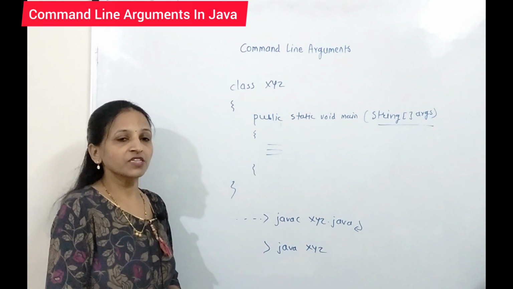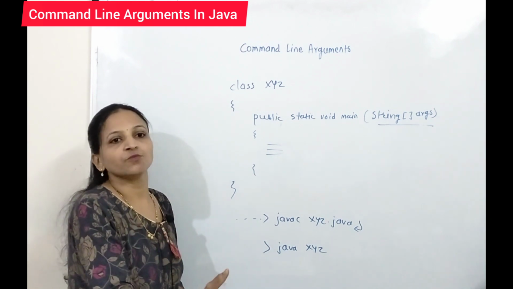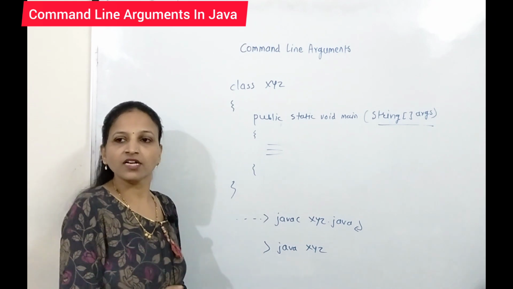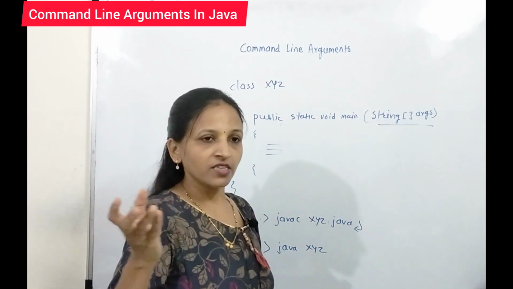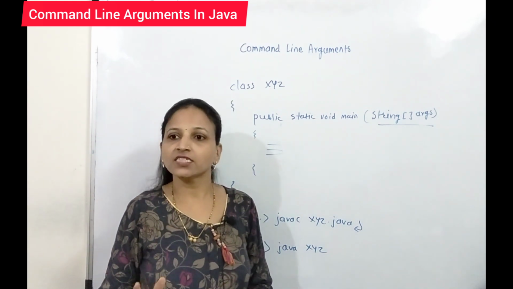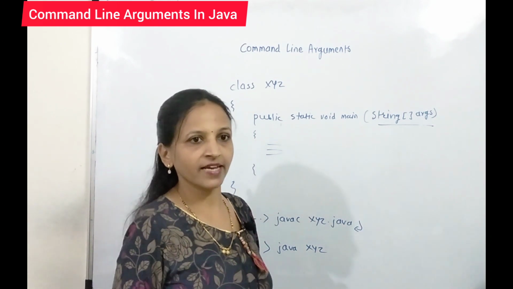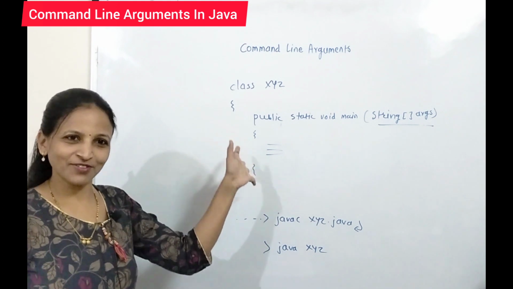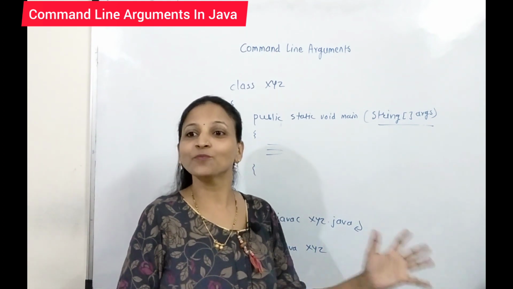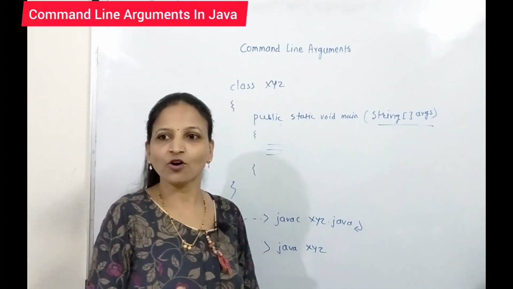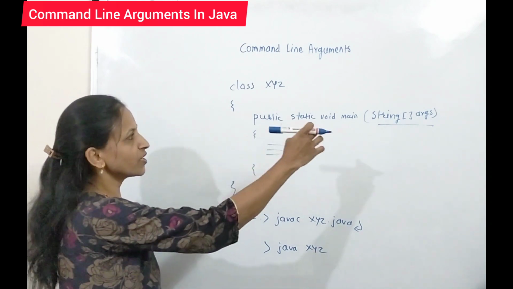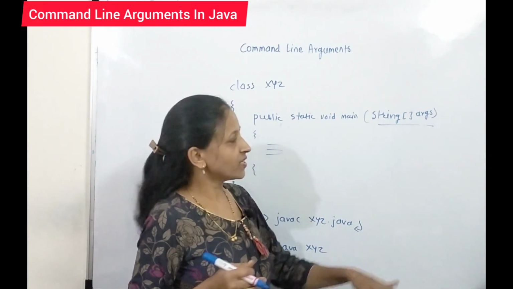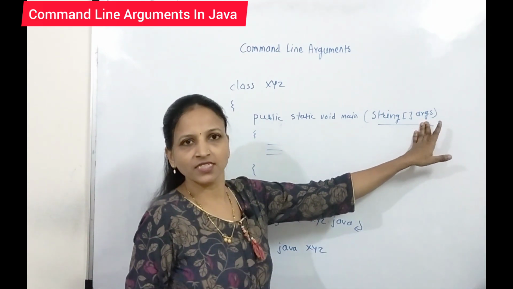This is one way to pass input to our Java program. See, the Scanner class we have seen is one way. Then the BufferedReader class, that is in the java.io package, is the second way, and this one is the third way. This is actually the first way to pass input to our program. If you want to give any input, then you can give it through the command prompt, meaning while executing that program, and that will get stored inside this args.